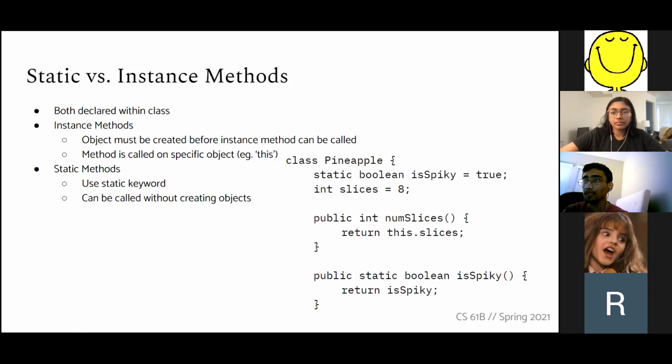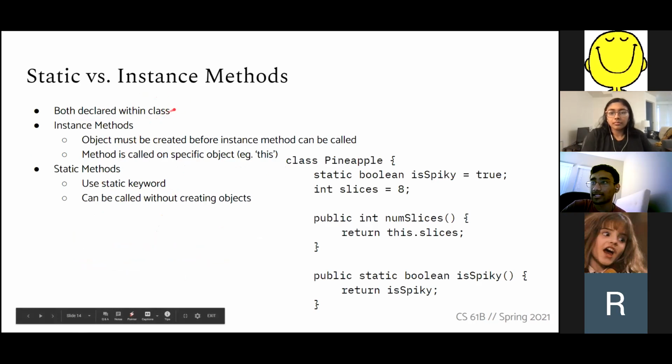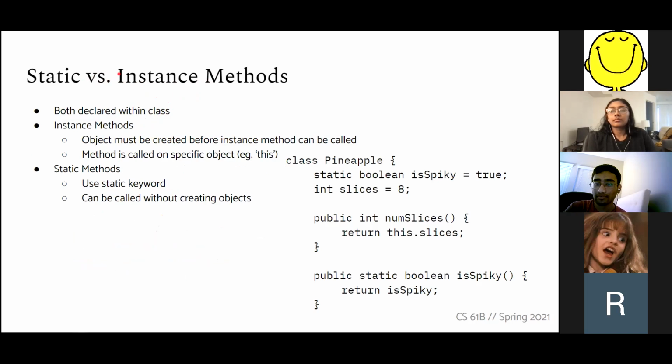Okay. So, right, they're both declared within classes. Now, this is static versus instance methods. That was static versus instance variables. This is methods specifically. Both of these are declared within a class, of course. Instance methods make it so that the object has to be created or instantiated before the instance method can be called, and the method is called on that specific object, not on all the objects. So for example, you use the this keyword to refer to this specific object.